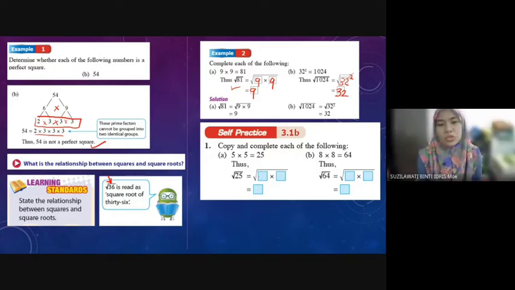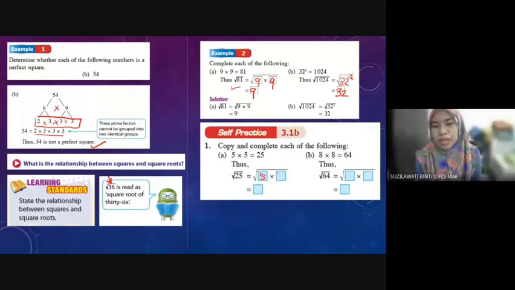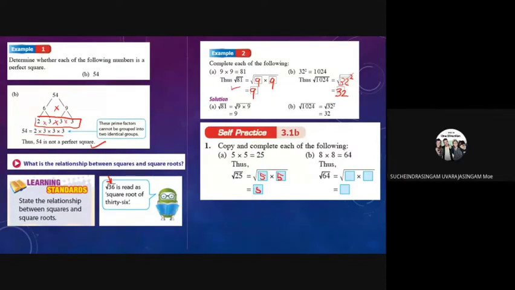Is there anyone else? I want to hear another voice. Any more? Square root of 25 equals 5. Yes. So you just write 5 multiplied by 5, which is 5.